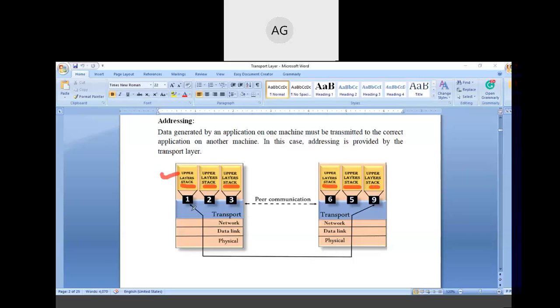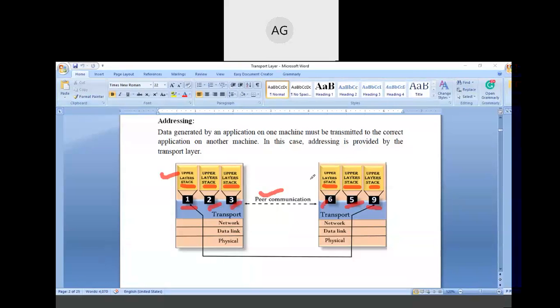So whatever comes first here, as you can see, one has been shown here, and one is communicating with its peer. The peer to one is the ninth service. In the same way, the peer to the second service is the fifth service at the receiver's end, and in the same way, the peer to the third service is the sixth service at the receiver's end.